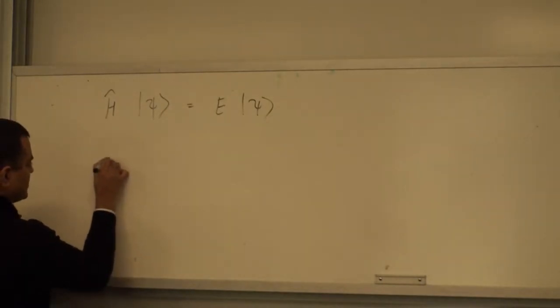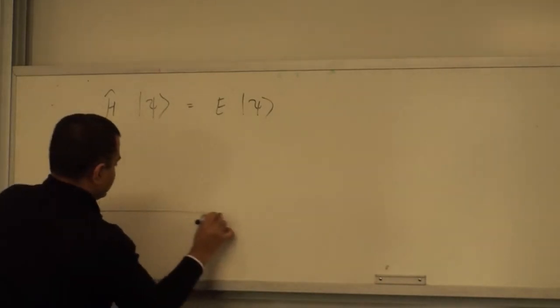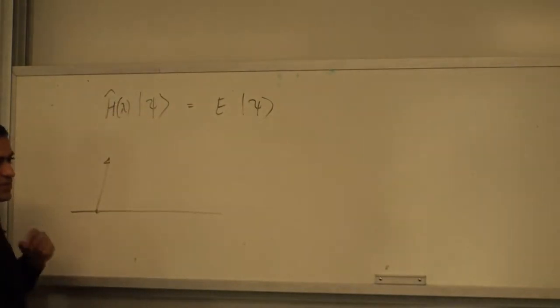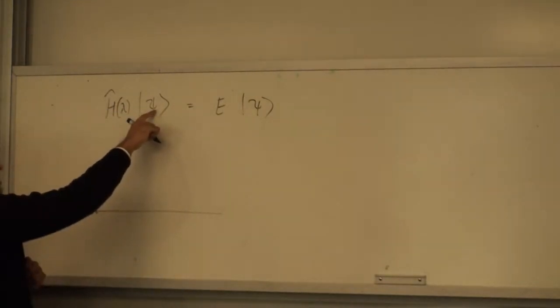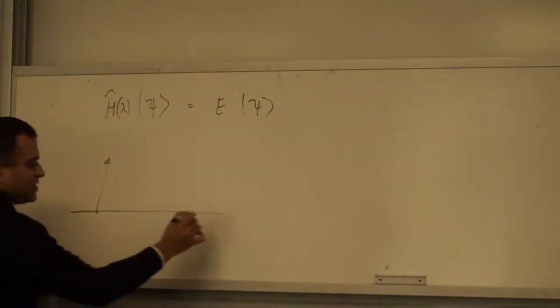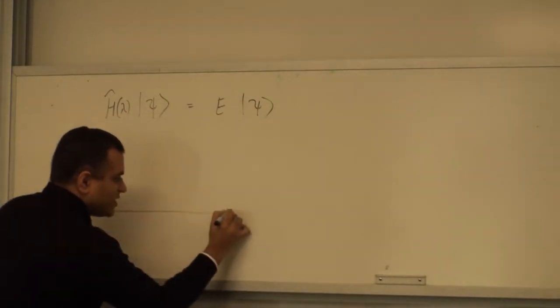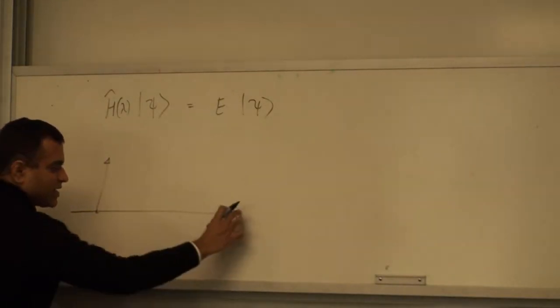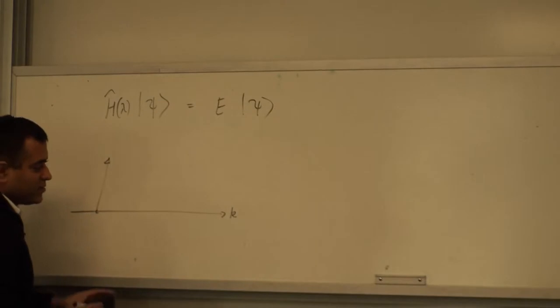vector is pointing, let's say, in some direction like that, and there's some parameter in the Hamiltonian that I start varying, and the state depends on that parameter. For example, this can be the wave vector k, the k of a, or it could be a magnetic field or something like that. I start varying a parameter.